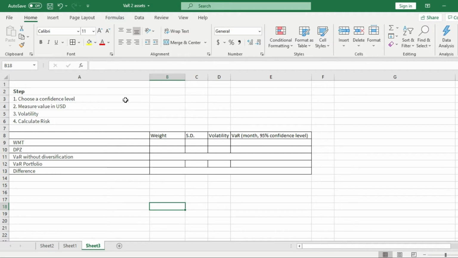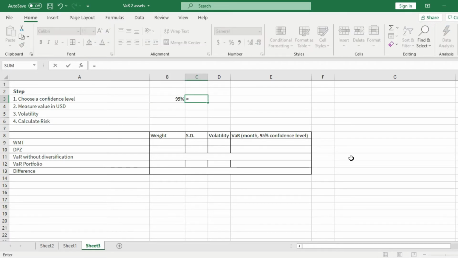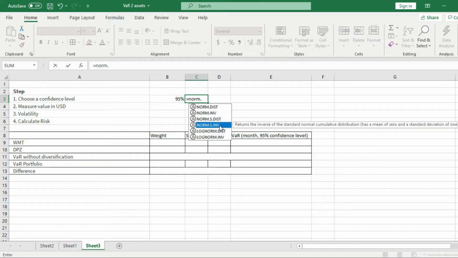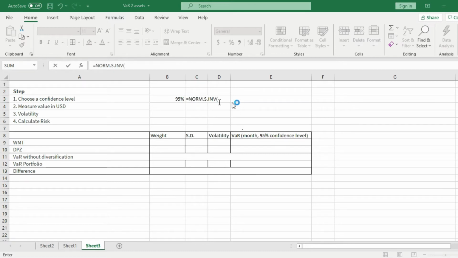The first step says we have to choose a confidence level. We choose a 95% confidence level, and this will represent a C value of, let me see, NORM.S.INV returns the inverse of the standard normal cumulative distribution. We're going to use this function to get the 1.65.